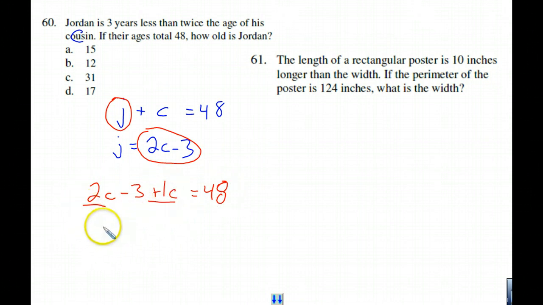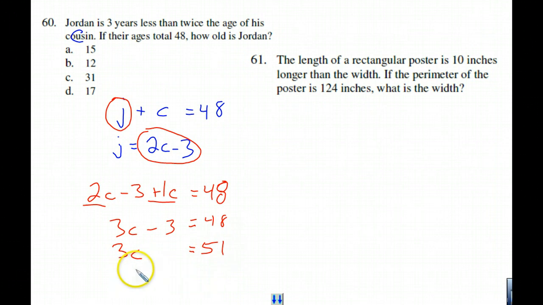See, we have 2c plus 1c is 3c, minus 3 is 48. Add 3 to both sides, 3c equals 51. Divide both sides by 3. 51 divided by 3 is 17. So we know the cousin is 17. We want to know how old Jordan is. So again, you can see an answer of 17 here, but that's how old the cousin is. We don't want that. We know their ages add up to 48. So Jordan's age plus 17 is 48, so 48 minus 17 is going to be Jordan's age, and we get 31. Jordan equals 31 years old.